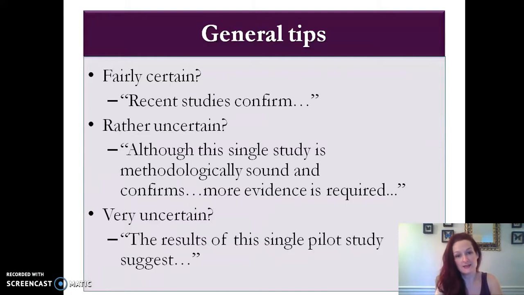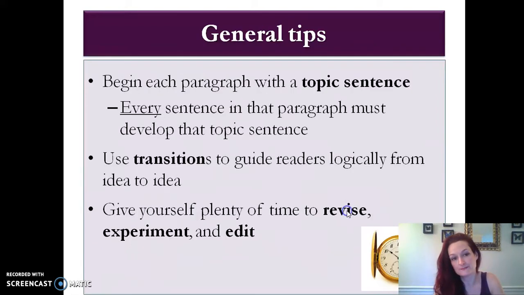And on this slide again, these examples are Dr. Susan Fraser's. I want to make sure I give credit where credit is due. But this is important because we don't want to over or undersell our evidence.